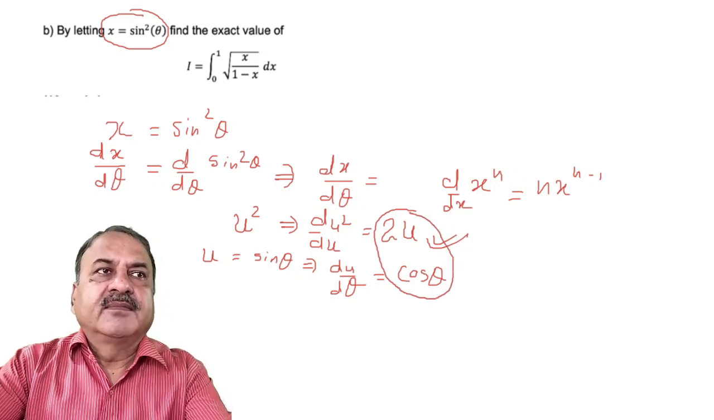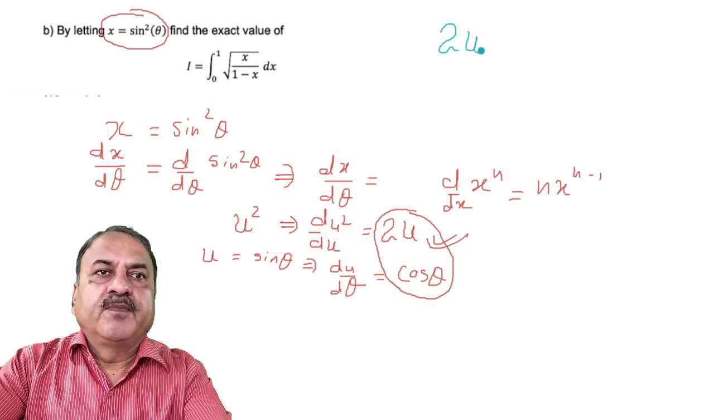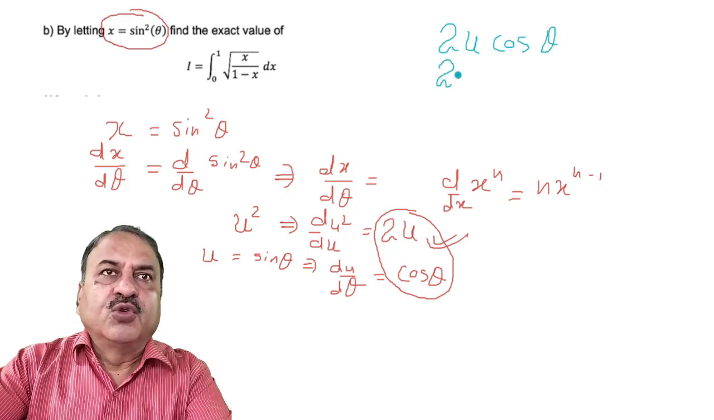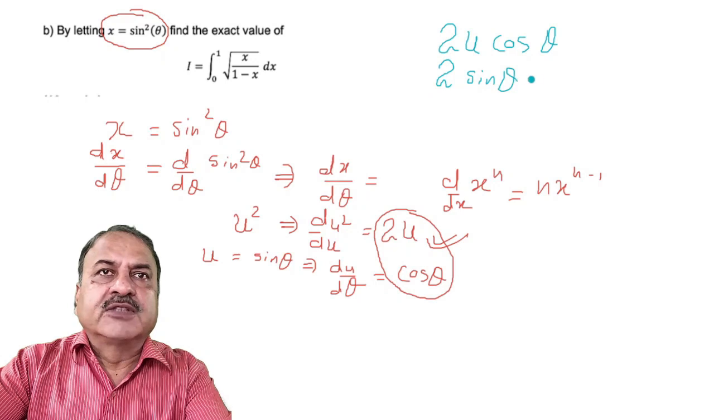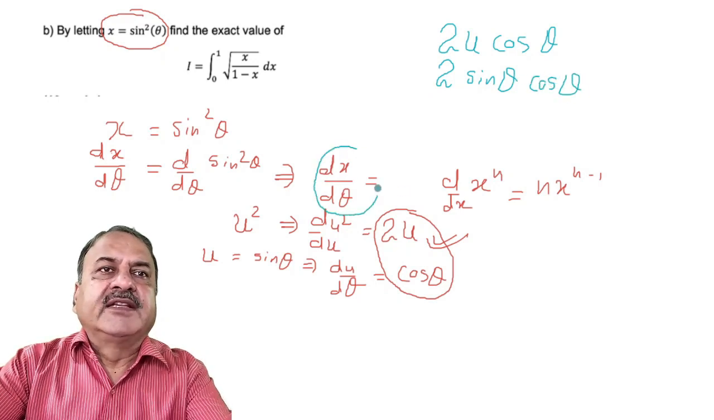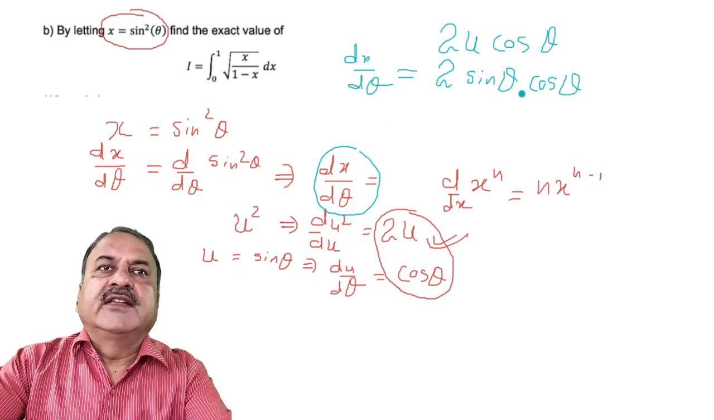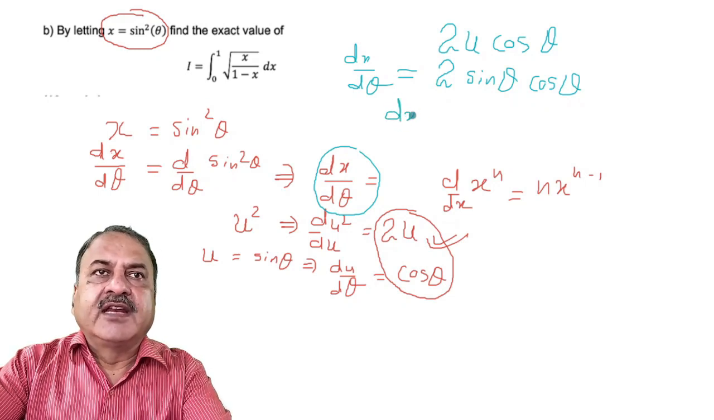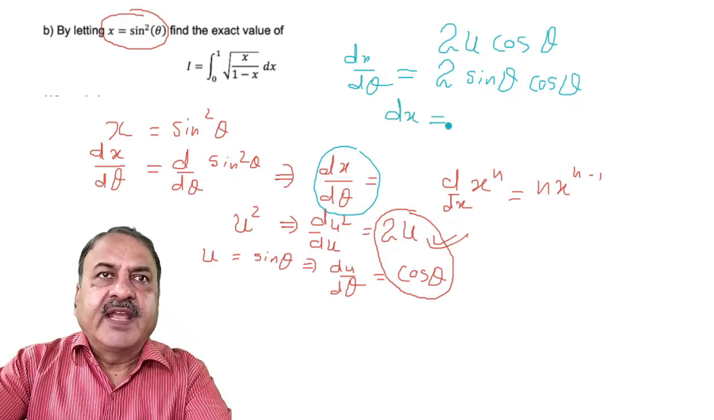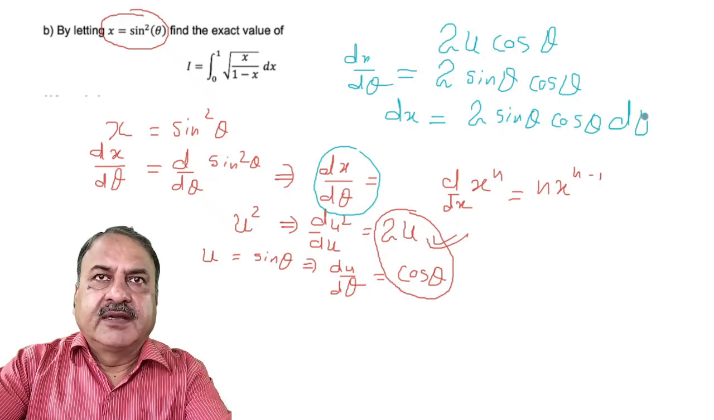We will get 2u cos theta, or 2 into u. U is sine theta, so 2 sine theta cos theta. So this dx by d theta is 2 sine theta cos theta, or we can write dx equal to 2 sine theta cos theta d theta.